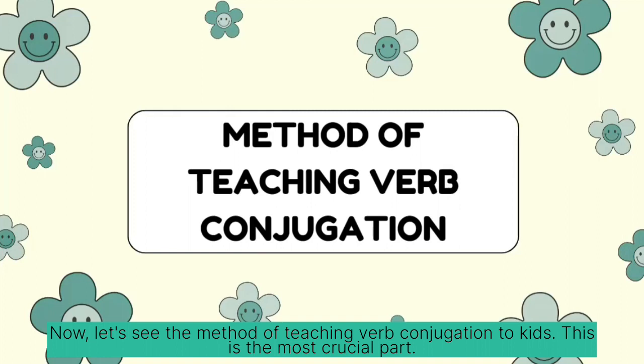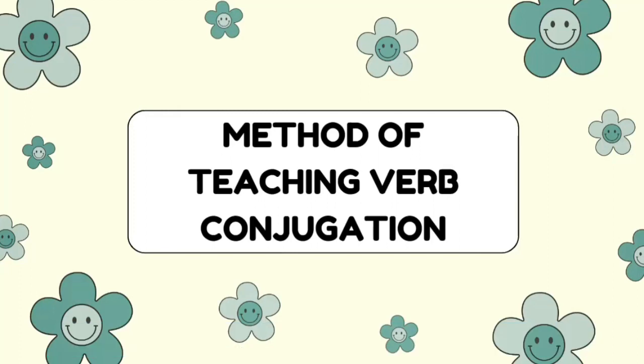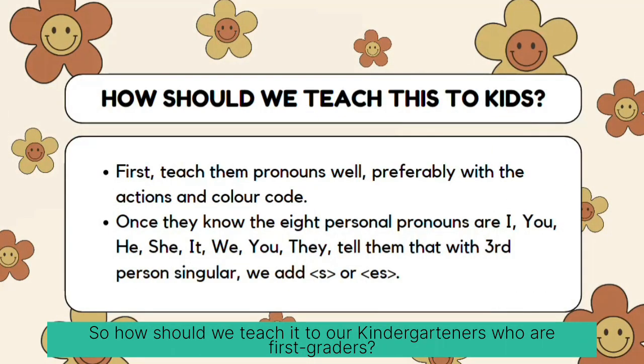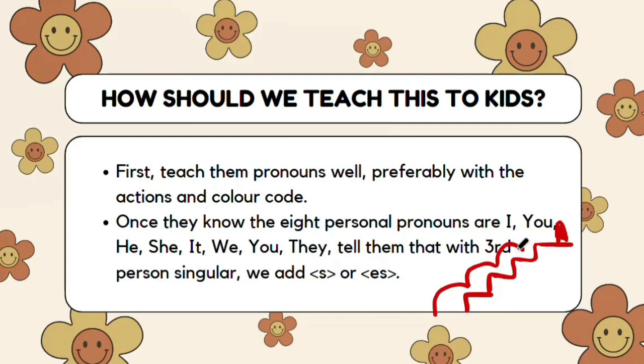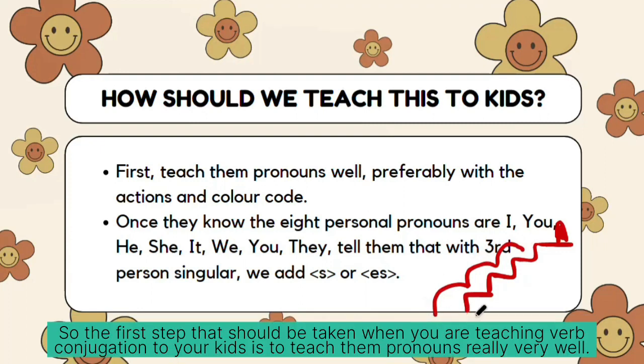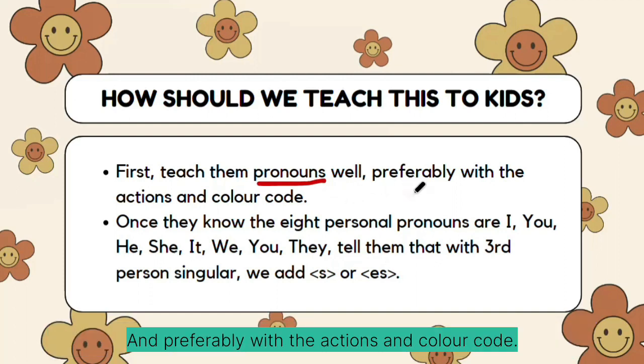Now let's see the method of teaching verb conjugation to kids. This is the most important part, right? So how should we teach it to our kindergartners or first graders? Remember that we always need a system to teach anything. If you want to go to the third or fourth step, you should have climbed these steps, right? So the first step when you are teaching verb conjugation to your kids is to teach them pronouns really very well, and preferably with actions and color code.